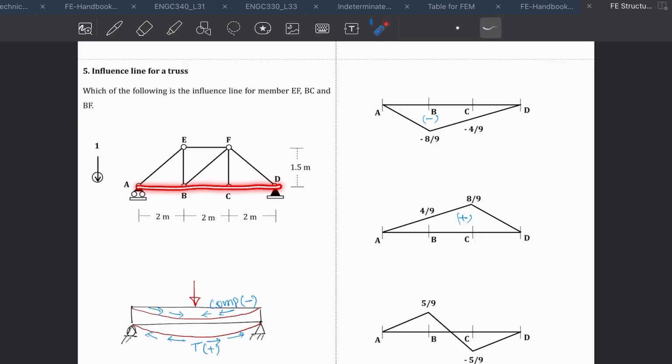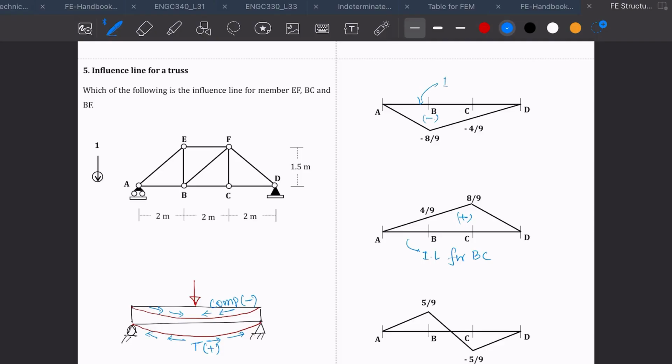So this whole thing will be positive, which means that this is your influence line for BC. And because this part is going to be in compression, it is negative, so this part will be your influence line for EF. Sometimes they are not asking you to derive or to find the value for the influence line, or the maximum actual force in a truss.